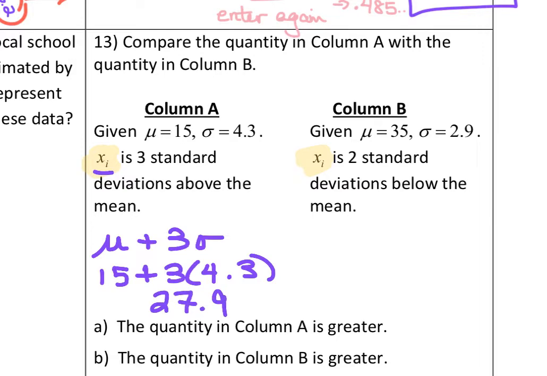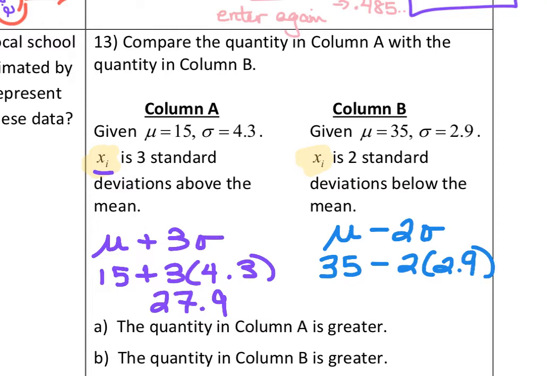And I'm going to do that same process then with column B. It says in column B that our mean is given as 35 and the standard deviation is 2.9, and that the data item is 2 standard deviations below the mean. And so you're talking about mean minus 2 times the standard deviation. And so that's going to be 35 minus 2 times 2.9. When you plug all that into your calculator, you should get 29.2.